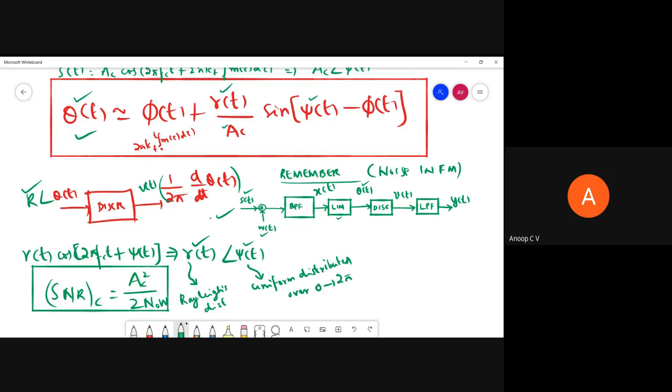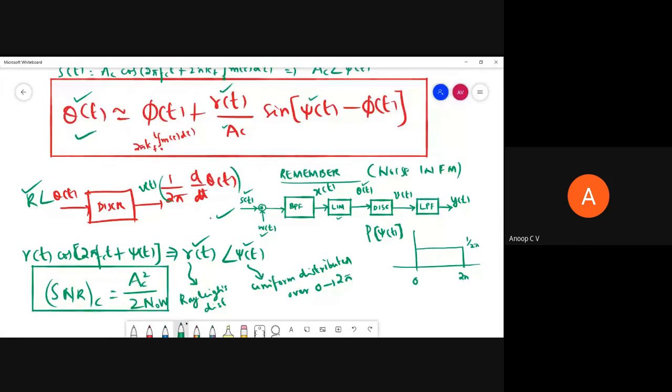What do you mean by psi of t being uniformly distributed? It means the phase of this, right. If I write the probability density function of psi of t, it will be distributed from 0 to 2 pi, and the probability will be 1 by 2 pi. It can take any value from 0 to 2 pi, so the phase being any given value in this range is equiprobable.